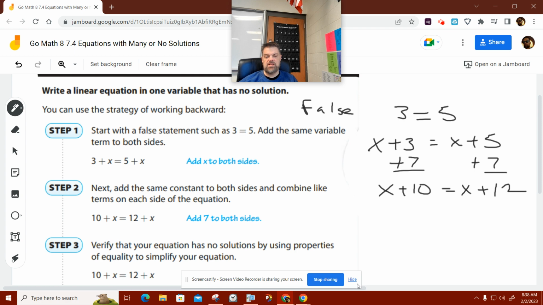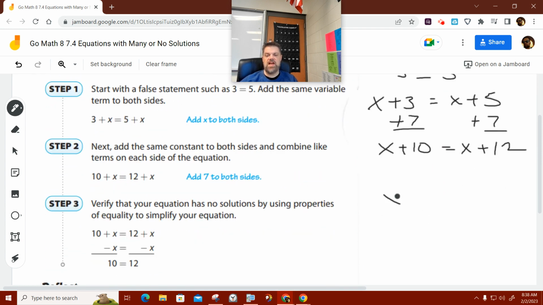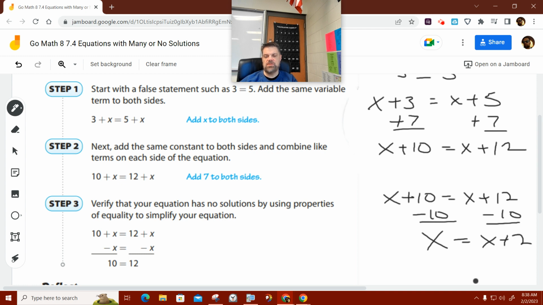Then it says, verify that your equation has no solution. So if I say x plus 10 equals x plus 12, and I try to solve it, I would subtract 10 from both sides. That's cool. And I'm doing it different than they are, just to show you that you'll get the same thing. 10 minus 10 is 0, 0 plus x is x. Then over here we get x. 12 minus 10 is positive 2, so we say x plus 2.